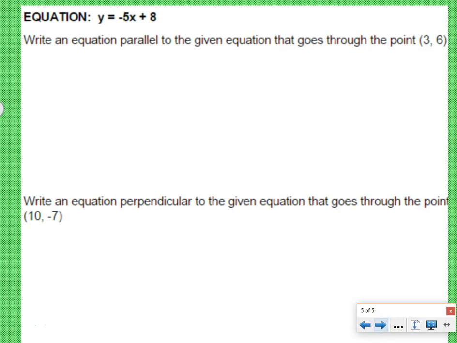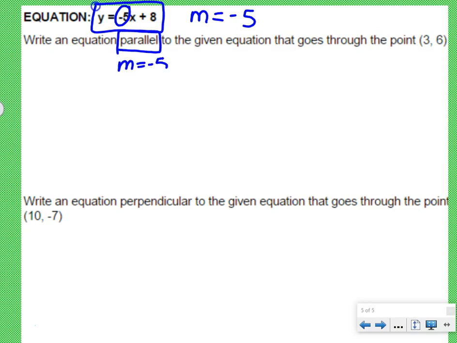The last little piece is we want to practice writing parallel and perpendicular lines. So we're going to be working with this equation. First off, let's indicate our slope, which is the number next to x. So it's negative 5. We want to write an equation that is parallel, so the slope is going to stay the same as the given equation, and that goes through the point (3, 6). So we know its slope is going to be negative 5 and it's going to go through the point (3, 6). I'm looking at this and I'm seeing point-slope form. I have a point and I have a slope, which means point-slope form is excellent for this.